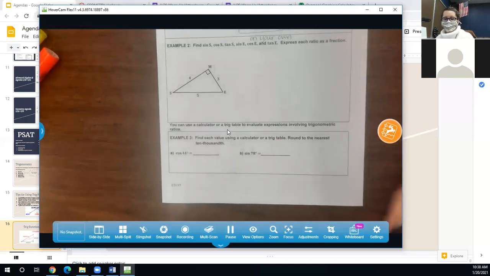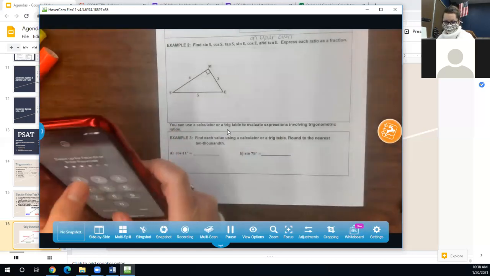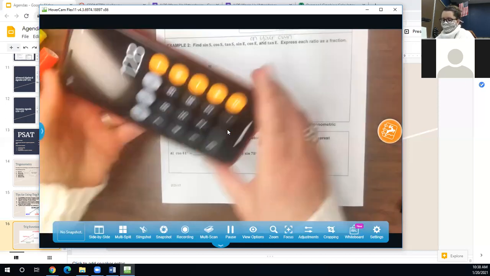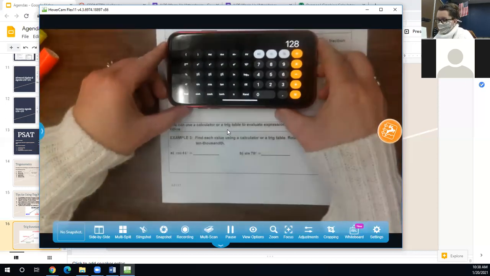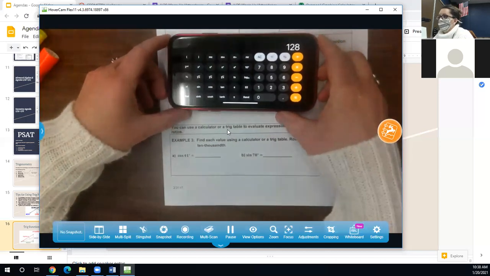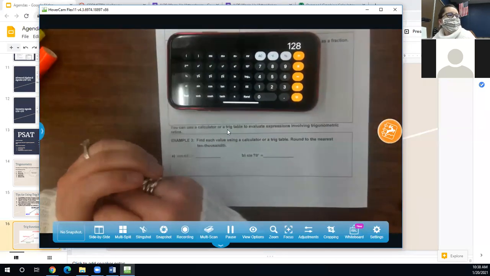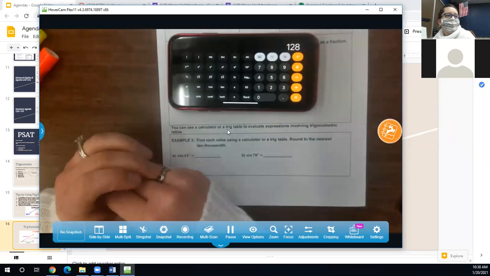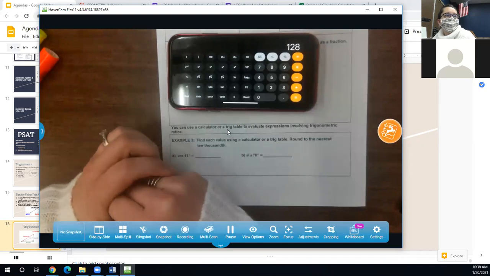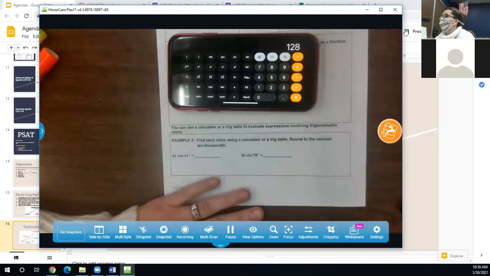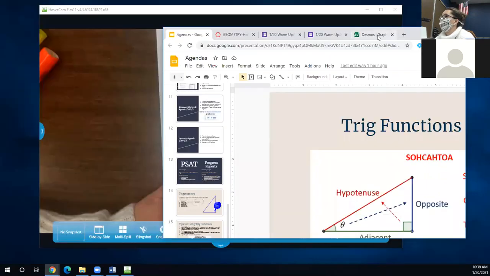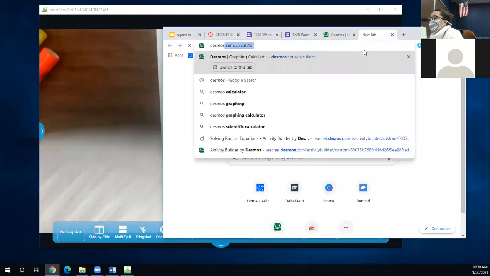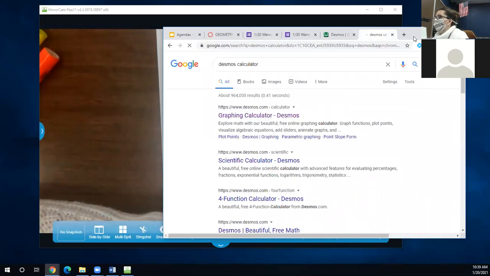So if you have your calculator, do I have a calculator? There it is. All right. If you have an iPhone calculator, it's right there when you turn it sideways. If you have an Android phone, how do you find your trig ratios? Same way, turn it sideways? Okay. Another way to do it, y'all, is to just go to our Desmos calculator because they have a calculator there too.